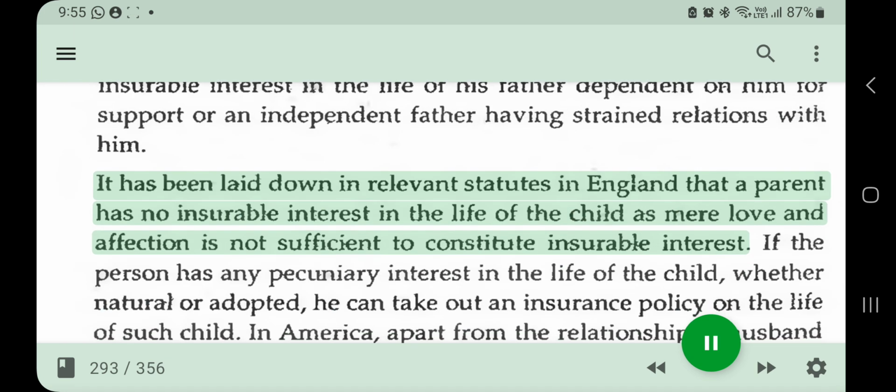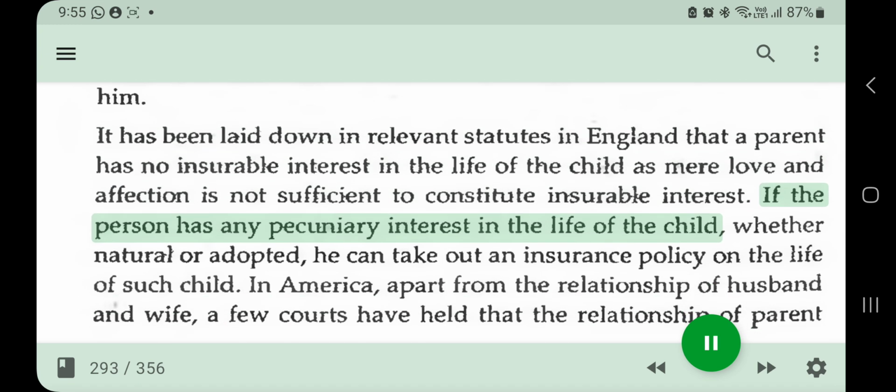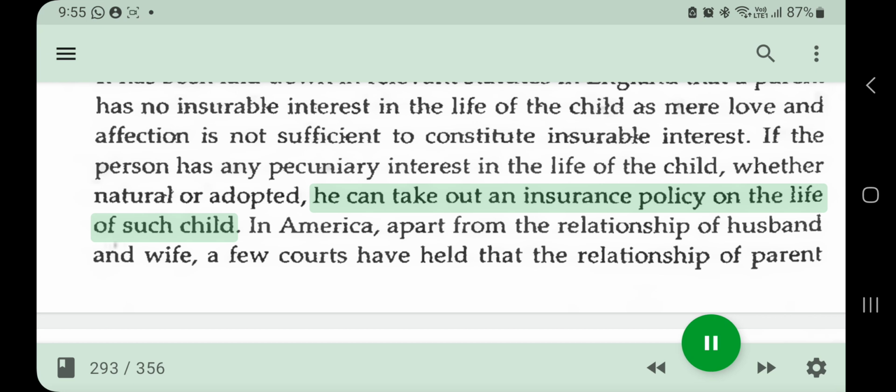It has been laid down in relevant statutes in England that a parent has no insurable interest in the life of the child, as mere love and affection is not sufficient to constitute insurable interest. If the person has any pecuniary interest in the life of the child, whether natural or adopted, he can take out an insurance policy on the life of such child.